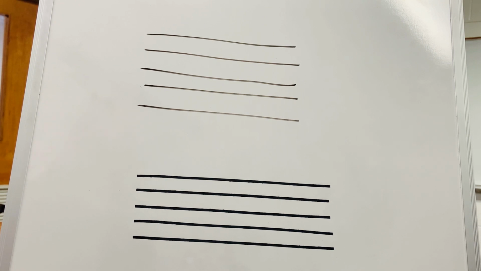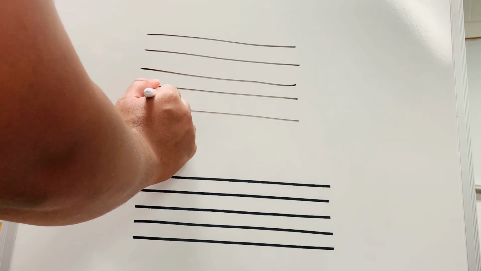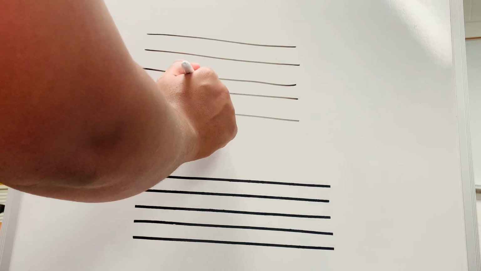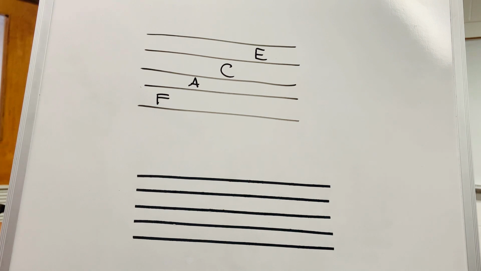So, today we're going to look at these spaces, all right? And of course, from previous videos, the spaces from bottom to top are F, A, C, and E. Now, if you do not need to write that down, don't write it down. Challenge yourself, okay? If you do not need it, don't write it down.